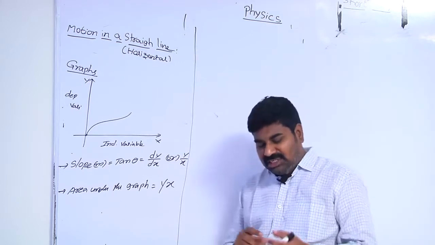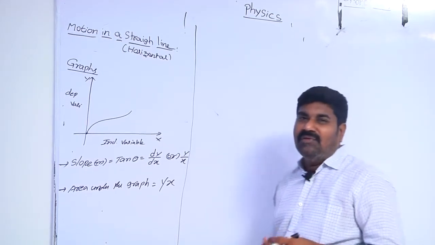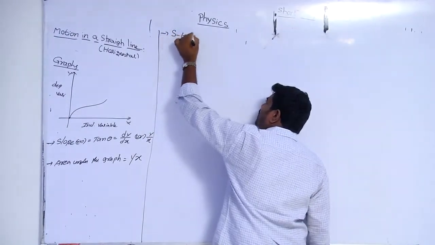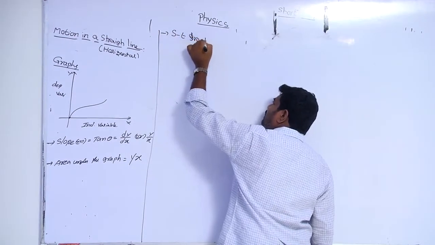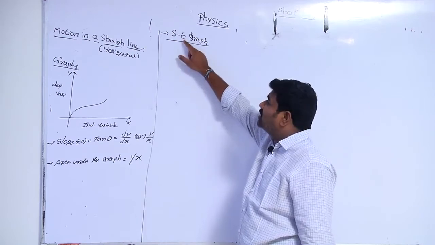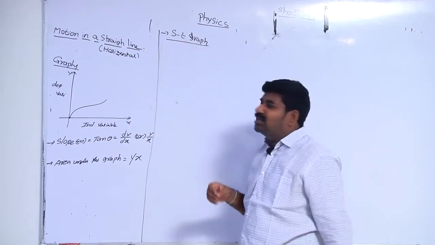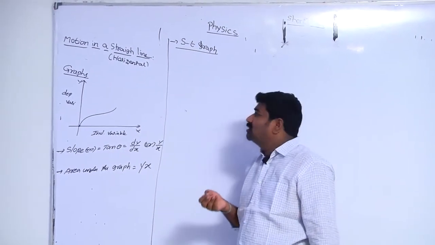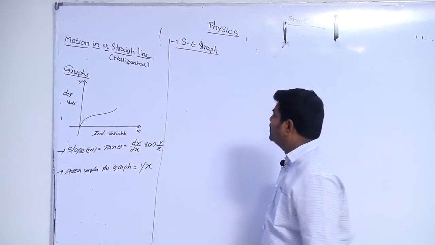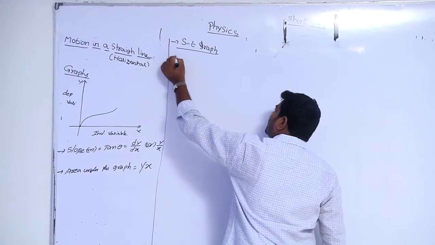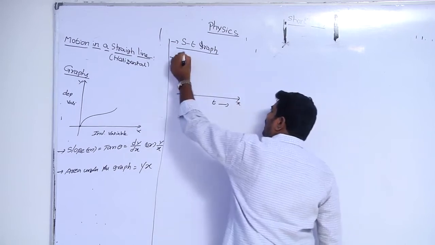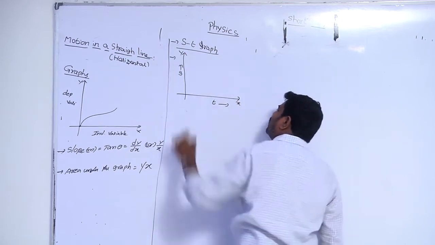Here we have the displacement time graph, velocity time graph, and acceleration time graph. First we go for the displacement time graph. In the displacement time graph, time is the independent variable and displacement is the dependent variable. So in the s-t graph, time is taken along the x-axis and displacement is taken along the y-axis.